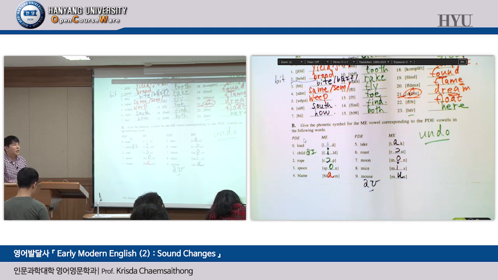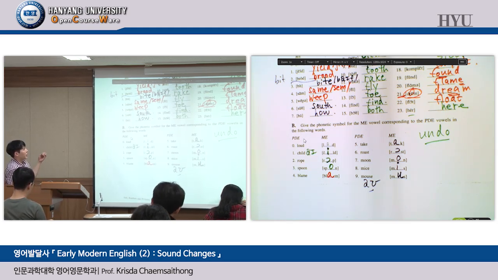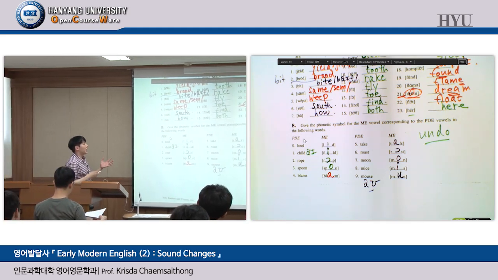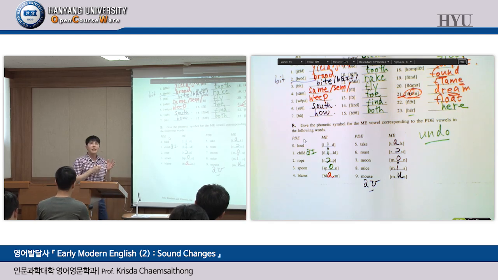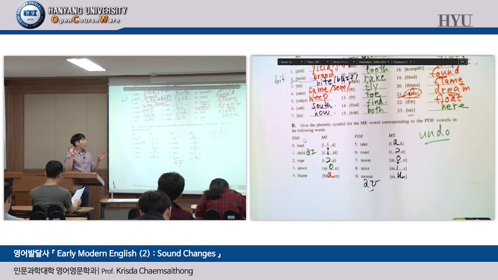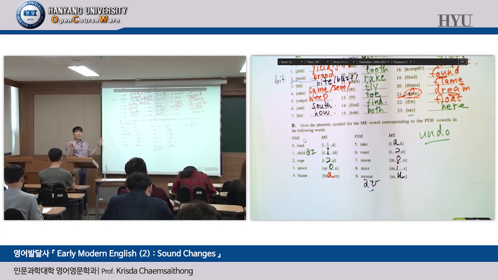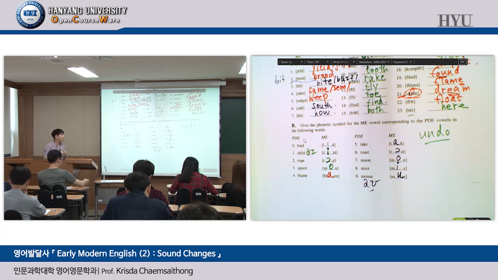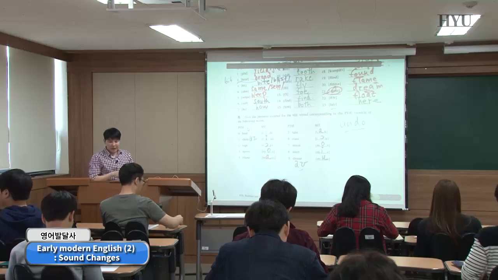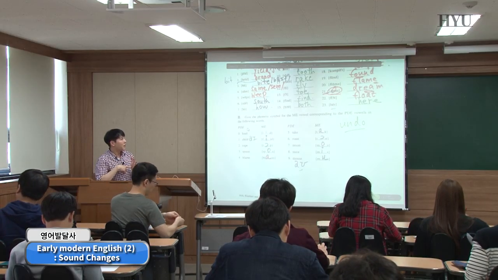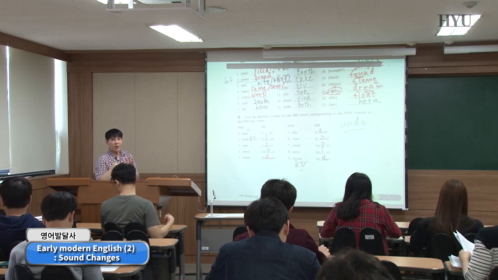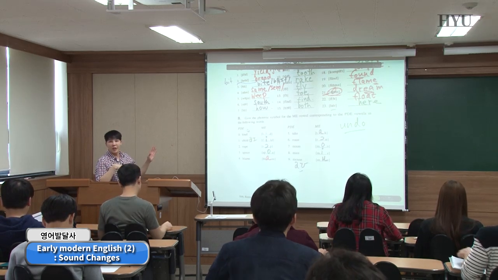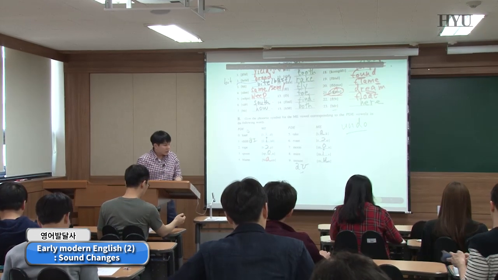Okay. So today we finish the great vowel shift, which explains why there is a discrepancy between sound and spelling in the English language. Again, the great vowel shift only involved long vowels. Short vowels are not affected by the great vowel shift.